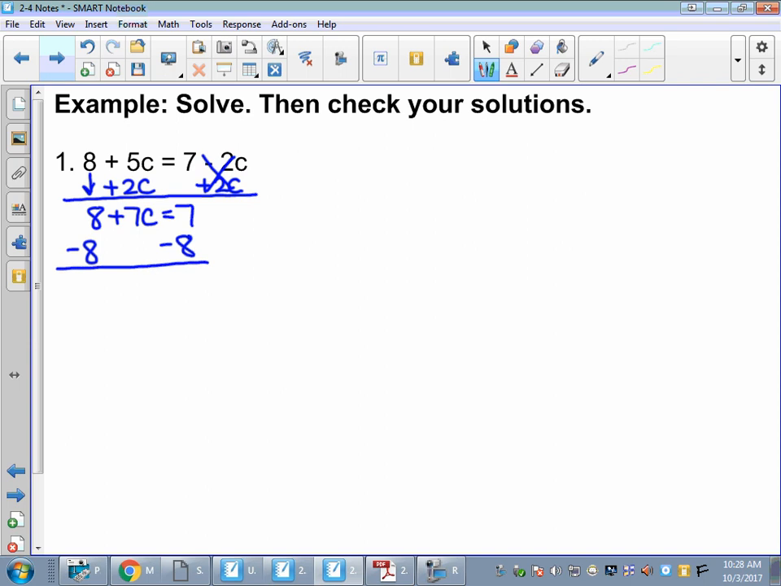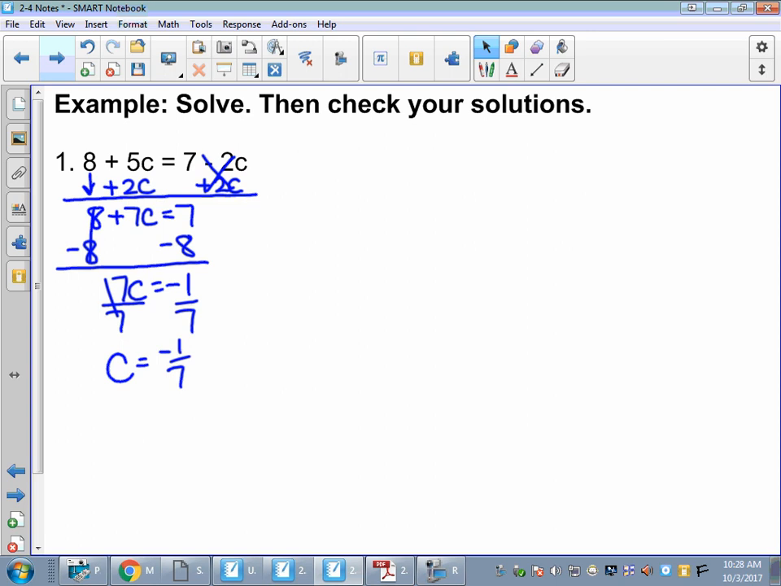Draw my line. This cancels. 7c is equal to negative 1. And then when I divide by 7 and I divide by 7, c is equal to negative 1/7. And so there's our answer. To see if that answer is correct, we need to plug it in.